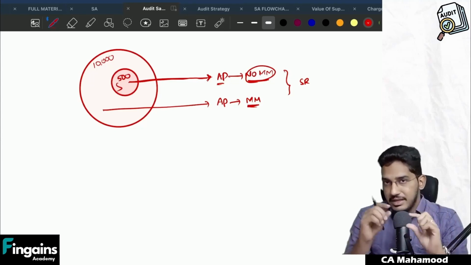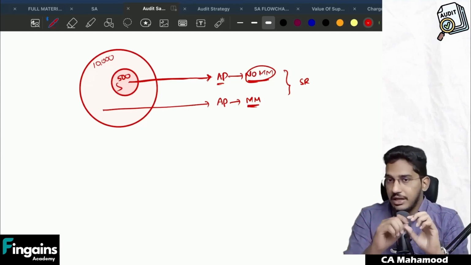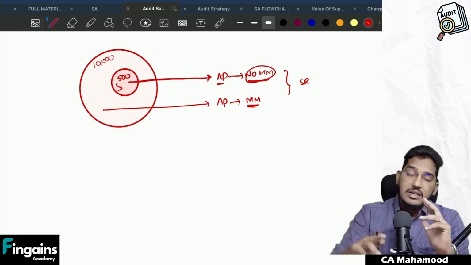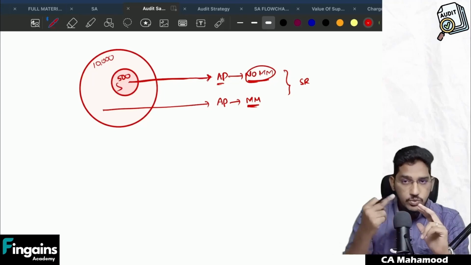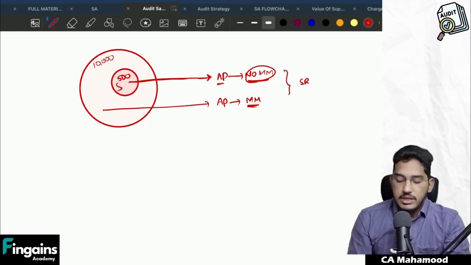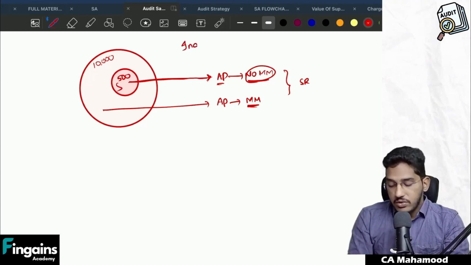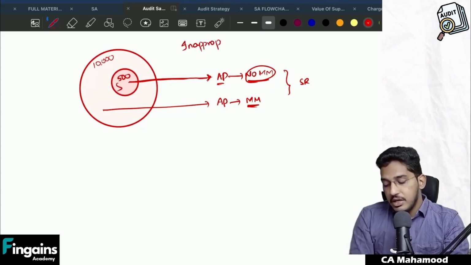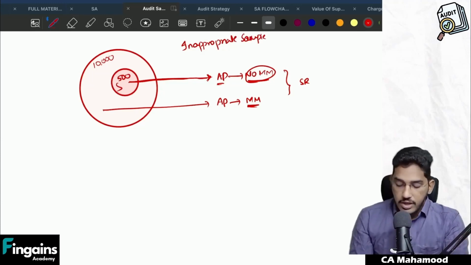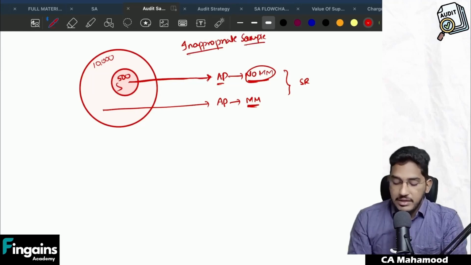So sampling risk is the risk that whatever conclusions the auditor has drawn on the basis of a sample would be different if the entire population had been subjected to the same audit procedures. That we call sampling risk. In simple terms, I have mentioned it as the risk of selecting an inappropriate sample. When you select an inappropriate sample, only then your conclusions will be wrong. Understood? So this is what we call sampling risk.